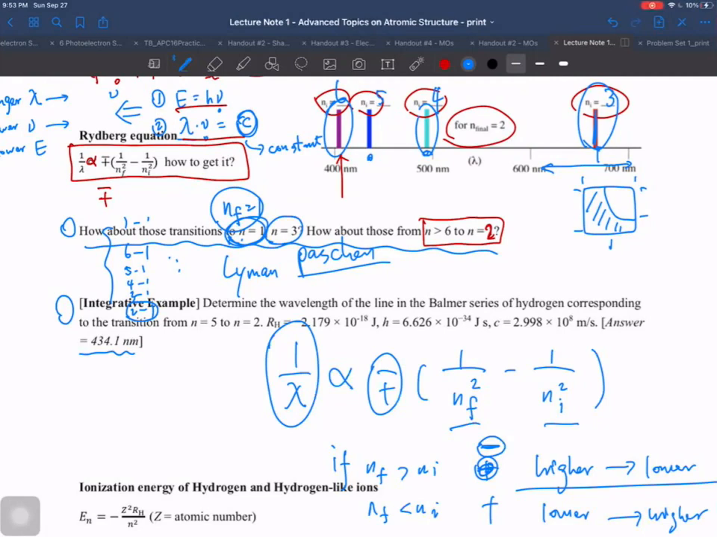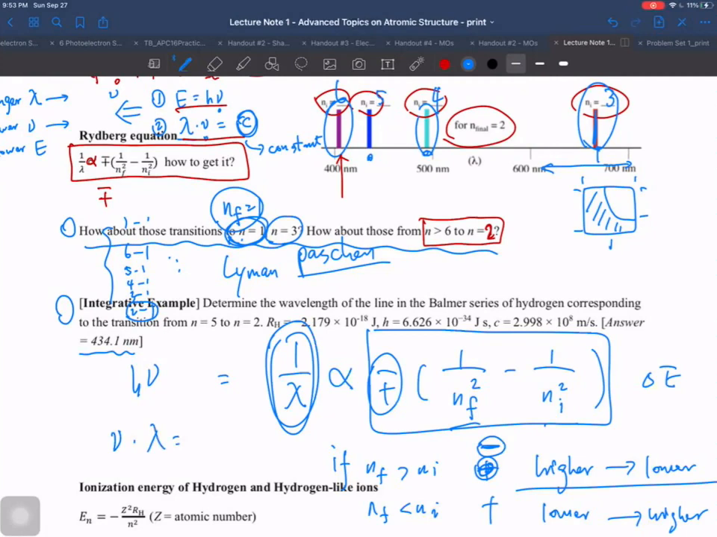Do you need to remember this? No, you just need to make sure the delta E is positive, right? So if it's negative, you add a negative sign. If it's positive, it's good. So why is 1 over lambda proportional? Because the right part is delta E. And delta E equals h times nu, and nu times lambda equals c. So this is why 1 over lambda is proportional to the delta E.